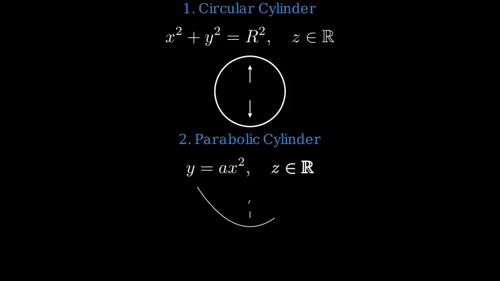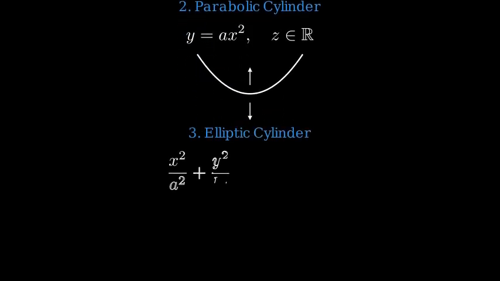Next, we have the parabolic cylinder, whose equation is y equals a times x squared, where z can be any real number. Its cross-sections in the xy plane are parabolas. Finally, we have the elliptic cylinder, with equation x squared over a squared plus y squared over b squared equals 1, where z can be any real number. Its cross-sections are ellipses.